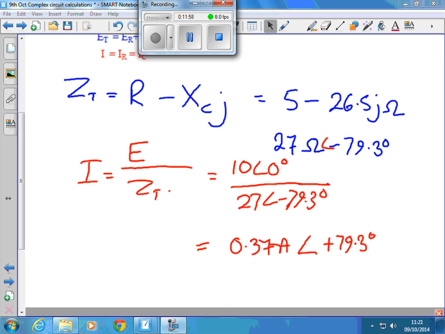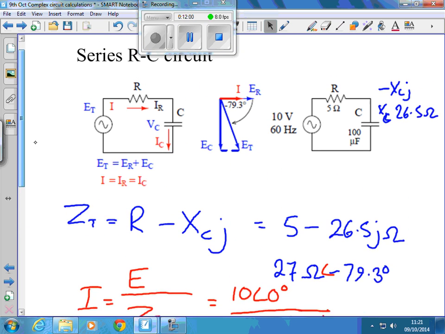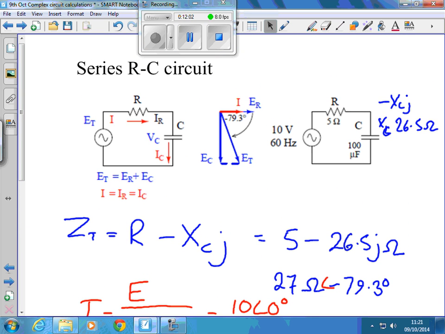Does it fit in with the original phasor diagram I drew? I'm showing a voltage minus 79.3 degrees behind the current. Therefore, the opposite of that is that the current's 79.3 degrees ahead. Okay? Everyone okay and happy with that?